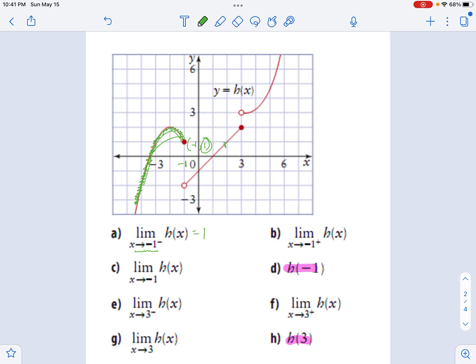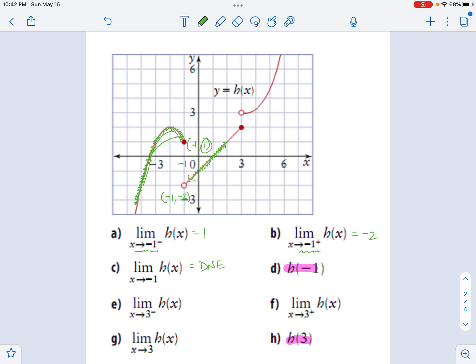As I'm approaching this from the right side, or the positive side, it looks like I'm approaching the point (-1, -2). So the limit as x approaches -1 from the positive side is -2. Since these two numbers don't equal each other, the limit as x approaches -1 does not exist.